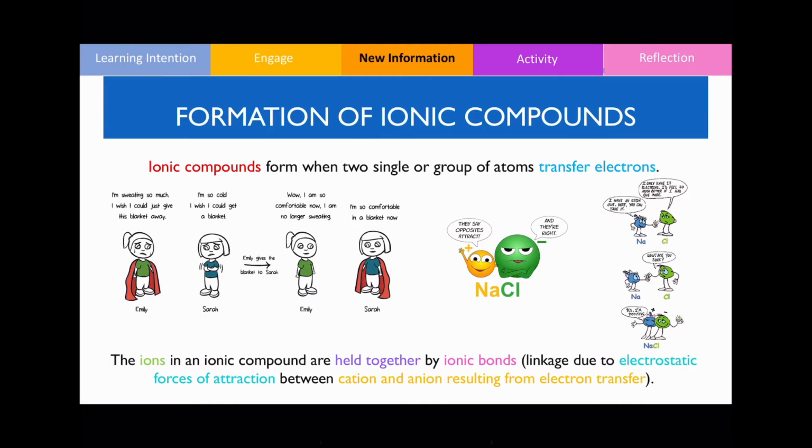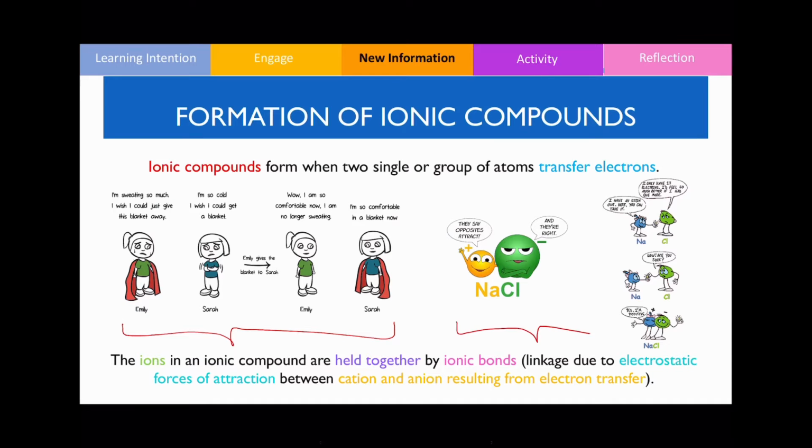In our previous lesson, we said that ionic compounds form when two single atoms, or groups of atoms, transfer electrons between each other. I've got two diagrams below that illustrate this process. In the very first diagram, I've got humans to represent the electron transfer, but instead of electrons, we're showing the movement of blankets between each individual. We can see that both Emily and Sarah are unsatisfied at the beginning, and after Emily has transferred the blanket to Sarah, both Emily and Sarah are satisfied.